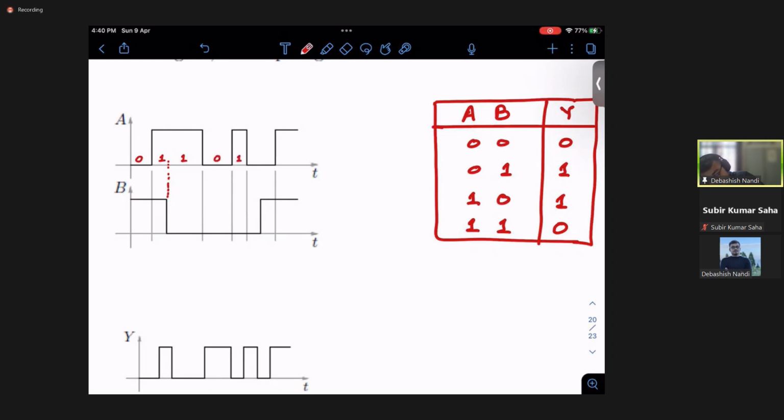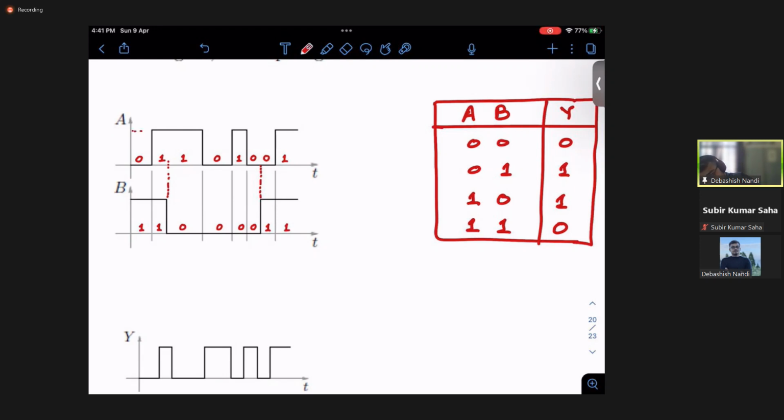I have a change here. So this is your 0. This is your 0. This is your 1, right? This is the pulse train for the signal A. Okay. What is B? B is 1. It is 1. It is 0, 0, 0, 0. It is 1. It is 1, right?